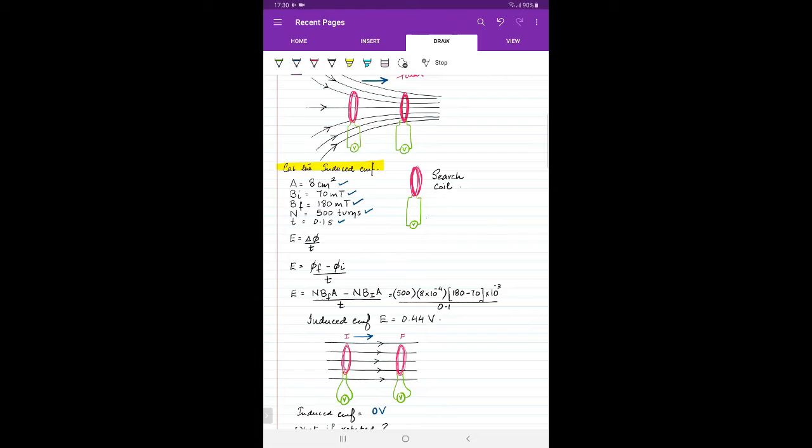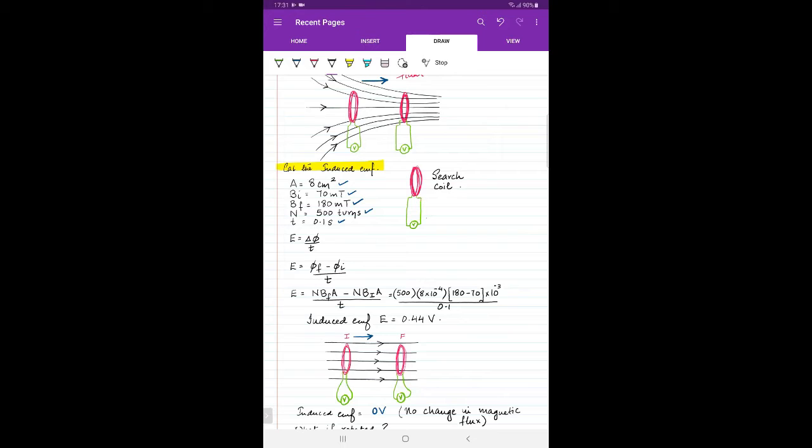So rightly so, induced EMF in this case is going to be 0. And the reason should be along these lines. No change in magnetic flux.